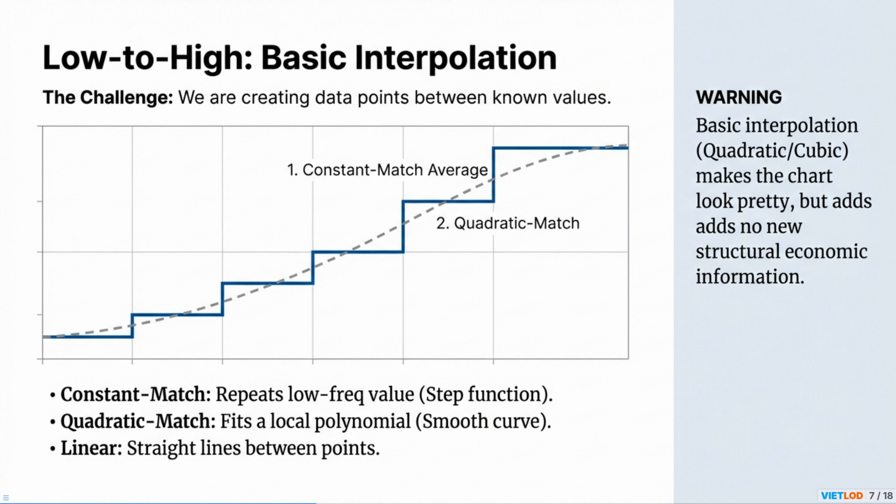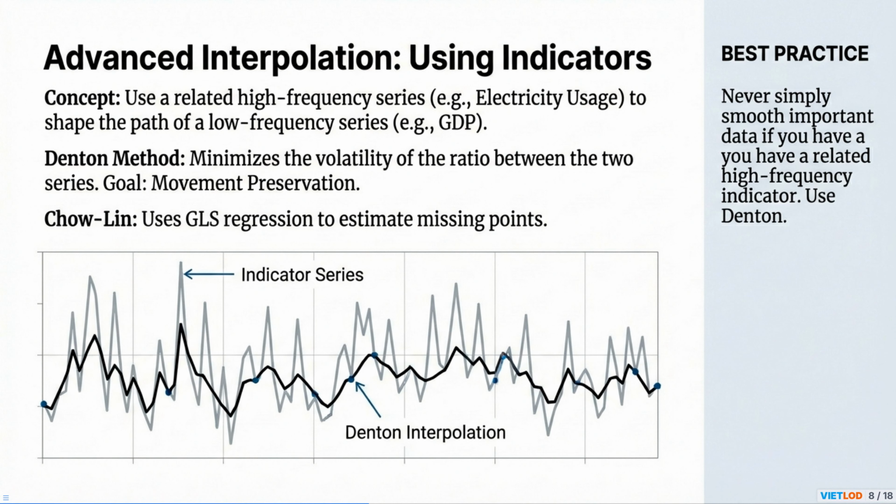The quadratic match or cubic match method fits a local polynomial through the known points, creating a smooth curve. This can be visually appealing, but may create artificial movements within the period. The linear method simply draws straight lines between the known low-frequency data points. These basic methods are useful, but have limitations. What if we have more information we can use? Let's explore more advanced interpolation techniques.